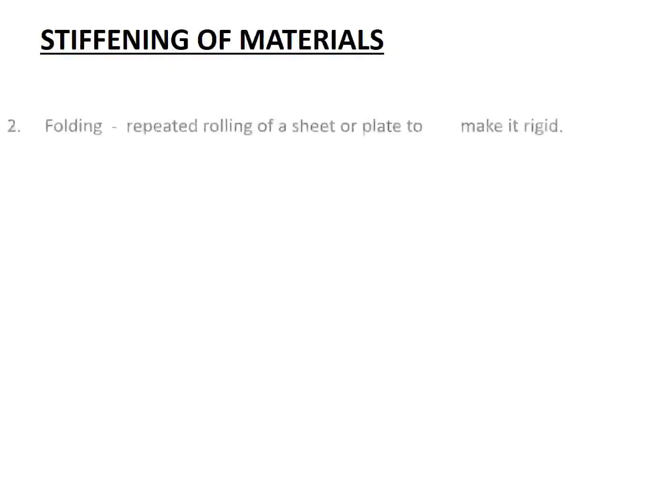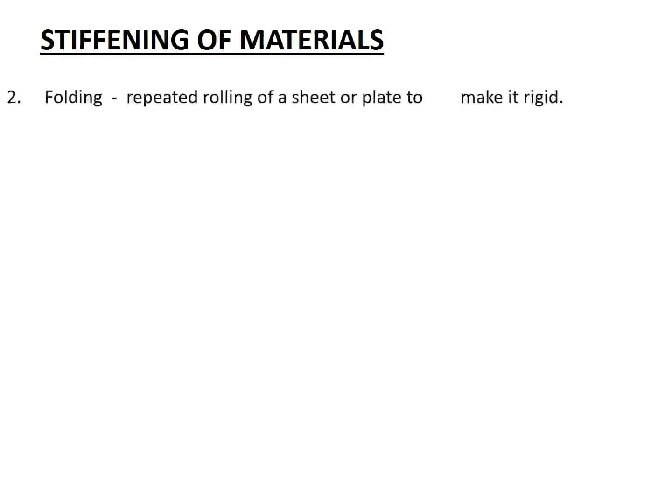The second method of stiffening materials in order to make a very strong and rigid structure is folding. We refer to folding as a repeated rolling of a sheet of plate or paper in order to make it rigid. I think you would recall how our grandfathers used to roll paper in order to make a tobacco cigarette. They would just roll paper repeatedly, put tobacco inside and light it on the other side.